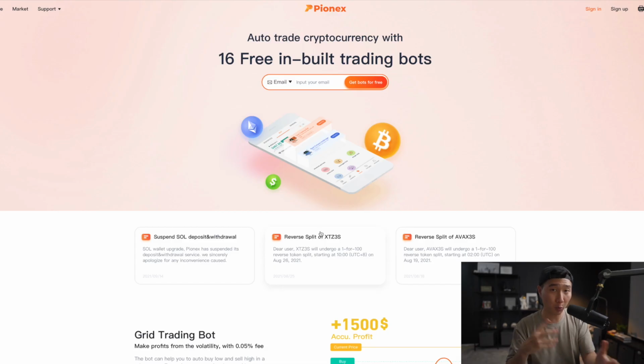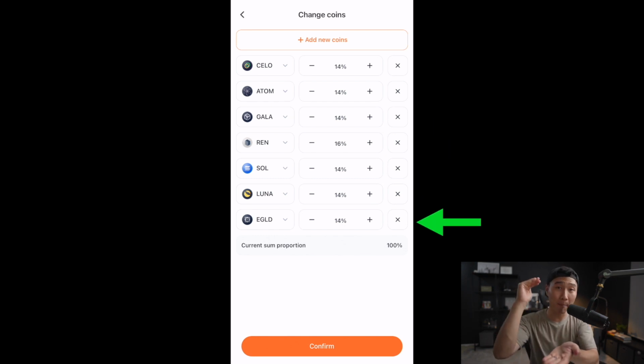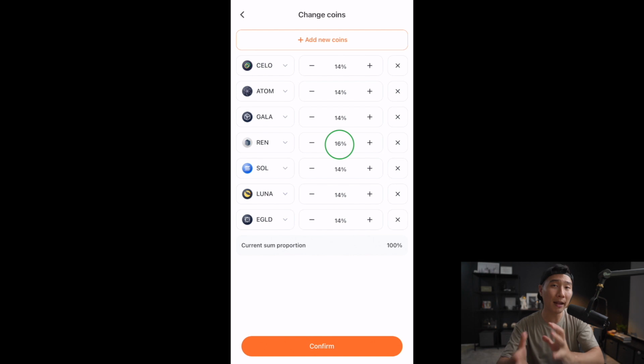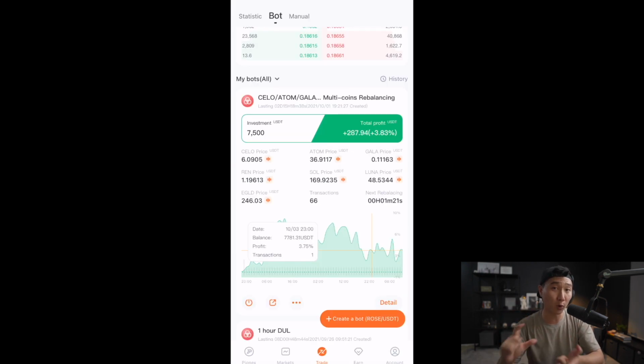Now, I use an exchange or platform called Pionex. This is where you can build out your own rebalancing bot. That means that you can buy multiple coins at once, and automatically every 5 minutes, 15 minutes, hour, or 4 hours, it'll rebalance the portfolio for you.